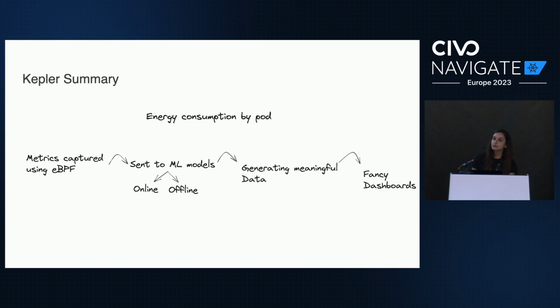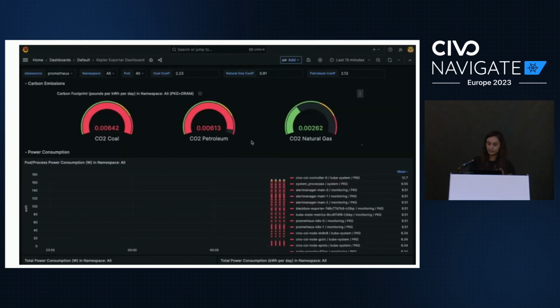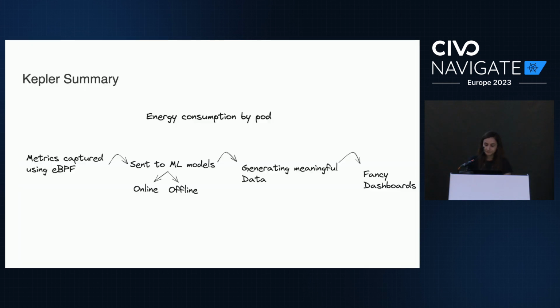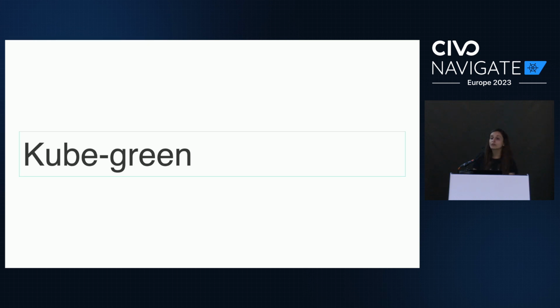So let's quickly go through the summary of Kepler. How Kepler works is, first of all, Kepler lets you know the energy consumption by pod. eBPF helps you to capture the metrics, and then it sends them to the ML models. It can be online and offline. Then it generates some meaningful data for you, and you can view that data, as I have shown here, on the fancy dashboards. So this was all about how you can measure the CO2 carbon footprint.